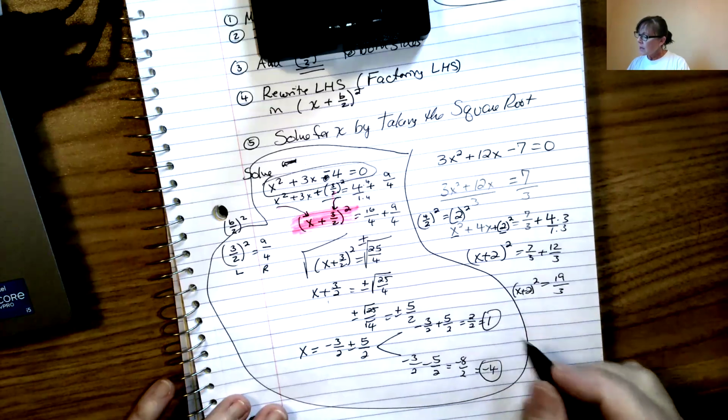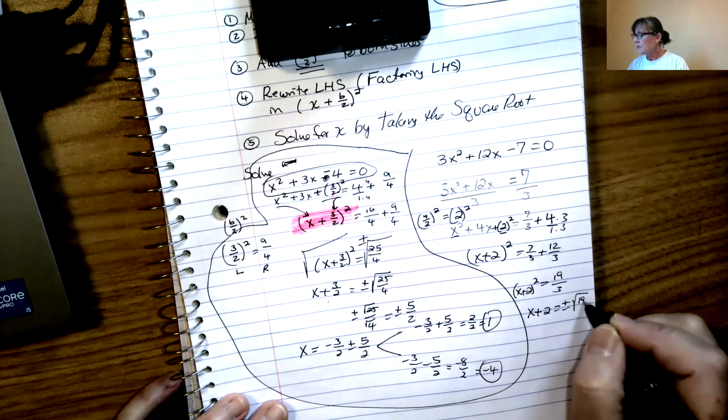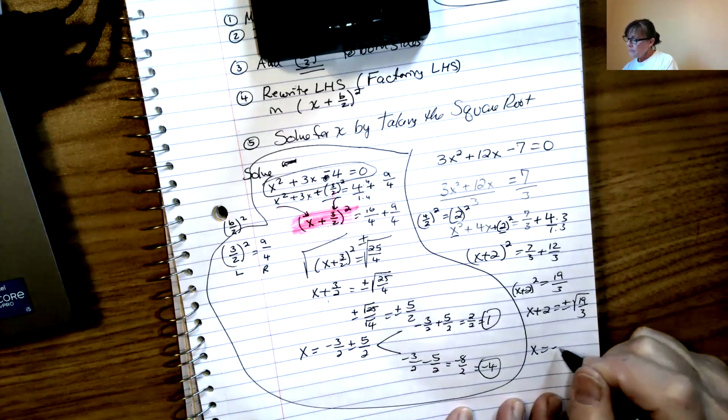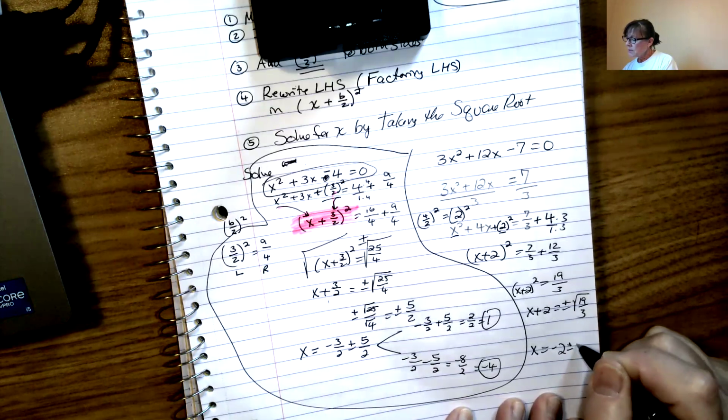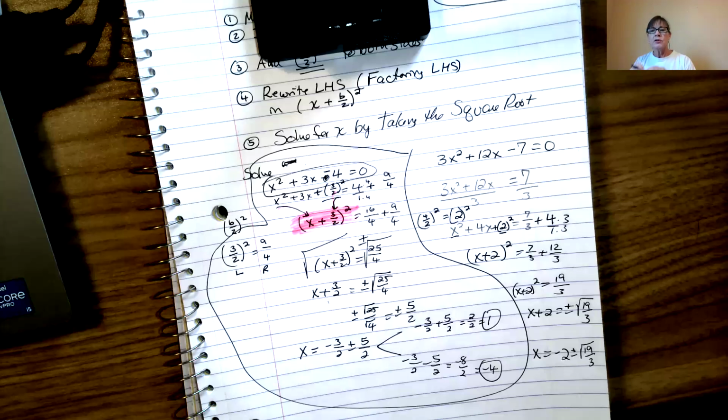Take the square root of both sides. X plus 2 is plus or minus the square root of 19 over 3. So x is going to be negative 2 plus or minus the square root of 19 over 3. And so those are my two answers. You could say negative 2 plus the square root of 19 over 3, negative 2 minus the square root of 19 over 3, but those are my root solutions, zeros, x-intercepts for that problem. So that's a couple of examples of how to solve a quadratic equation by completing the square method.